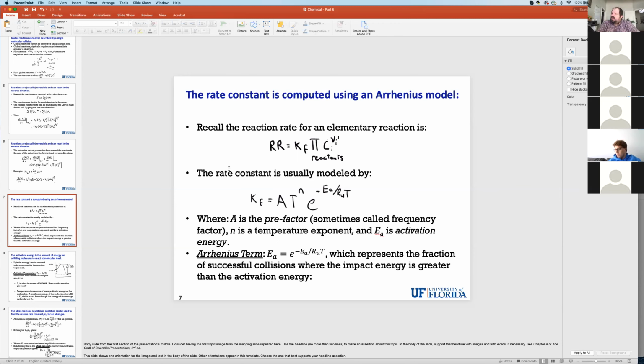Okay, and the rate constant is usually modeled by an Arrhenius term, and this term in general is given by A, which is called a prefactor, times temperature raised to some nth power. That is an exponent. And we have this e raised to the minus EA over RuT, and EA is the activation energy, and I'll discuss that in the next slide. And this term here is called the Arrhenius term.